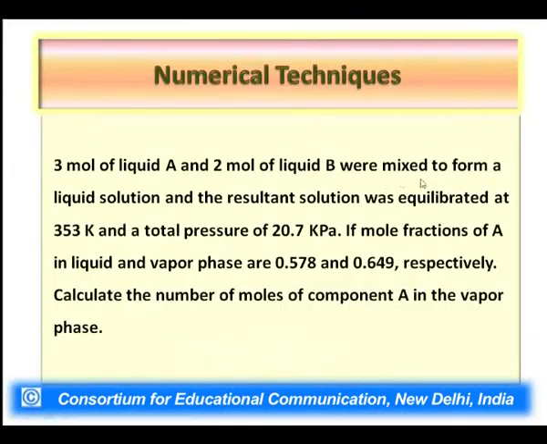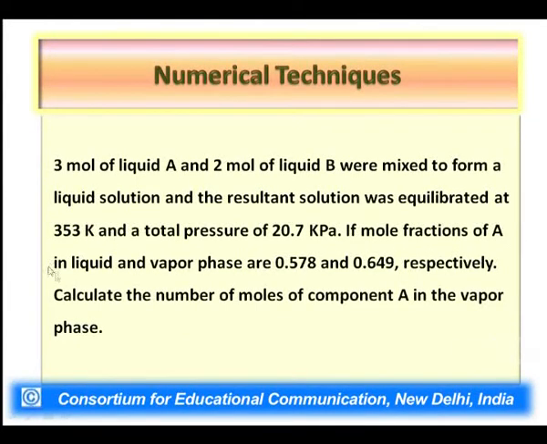Alright, so now we move further and see what he asks in the numerical. 3 mole of liquid A and 2 mole of liquid B were mixed to form a liquid solution, and the resultant solution was equilibrated at 353 Kelvin. It means the solution which has been formed is brought to 353 Kelvin and allowed to reach equilibrium. And what is being recorded? At equilibrium, a total pressure of 20.7 kilopascal is recorded.